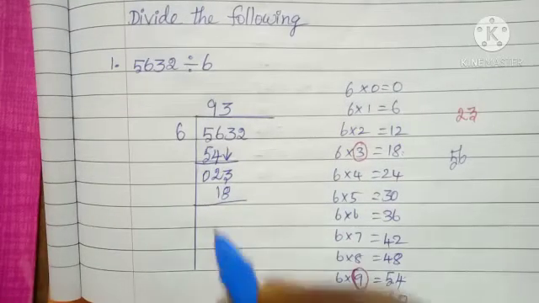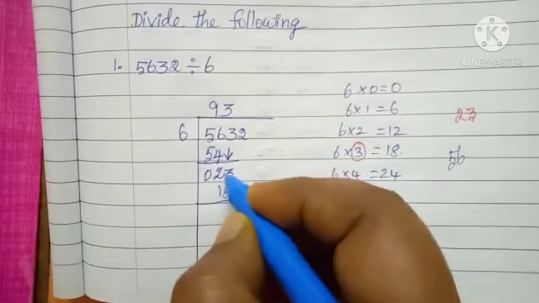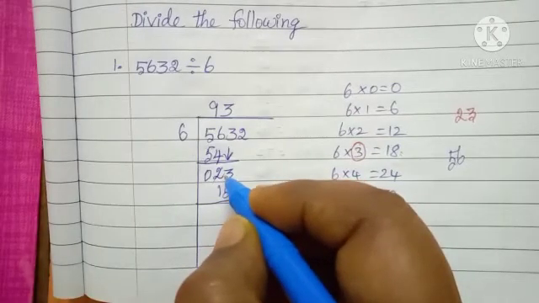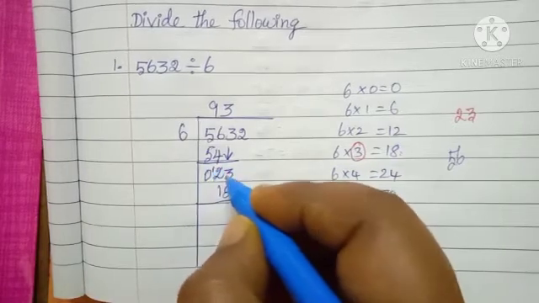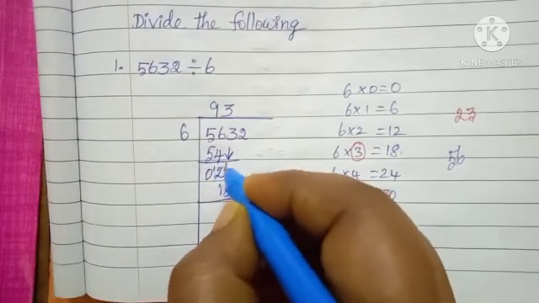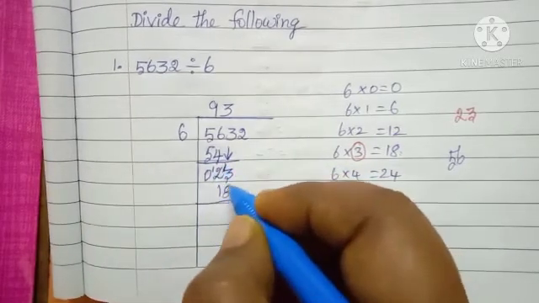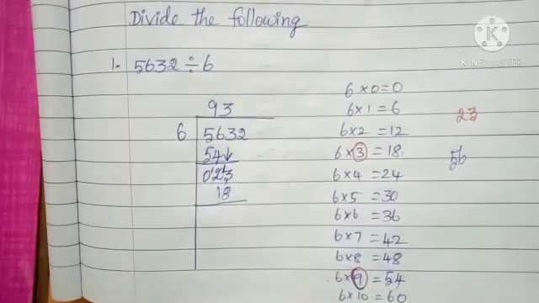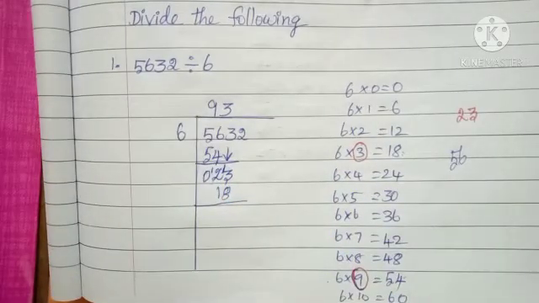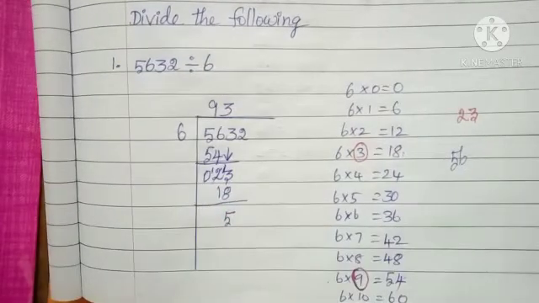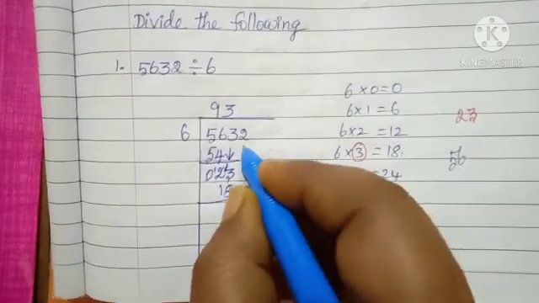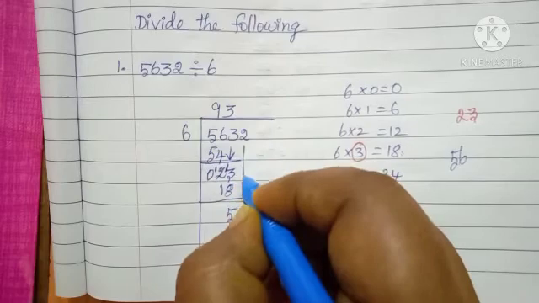3 subtract 8 is not possible. So carry over, borrowing here. 2 becomes 1. 3 becomes 13. 13 subtract 8, you get the answer 5. Then next number, 2.